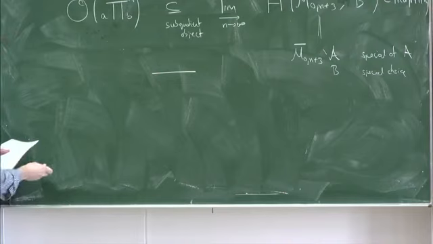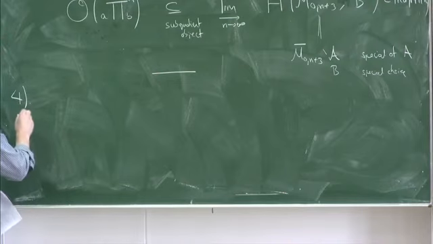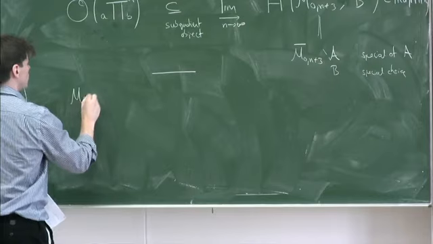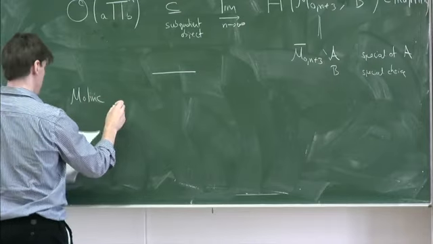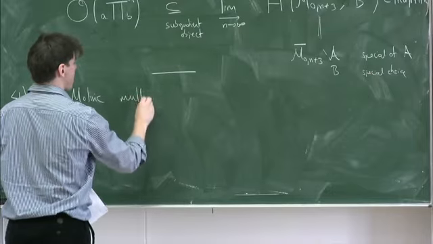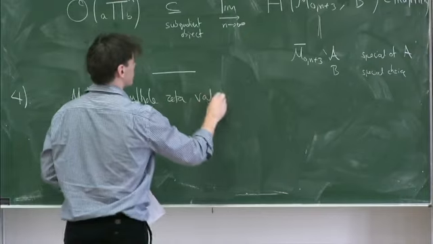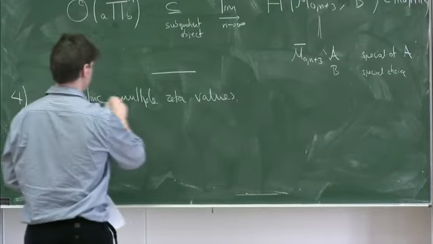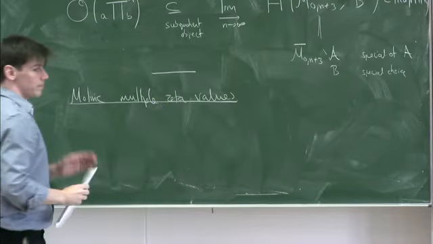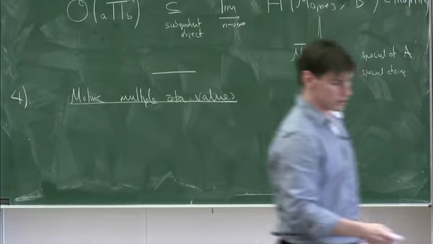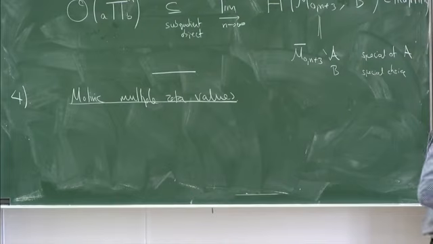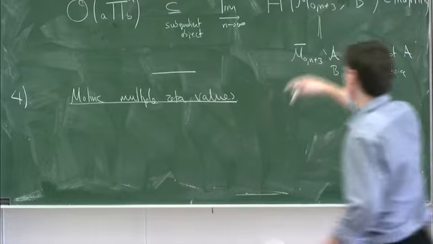Okay. So now let me move on to motivic multiple zeta values. I apologize for being so sketchy on this part, but I don't want to get bogged down. It'll take a very long time to explain this in detail.